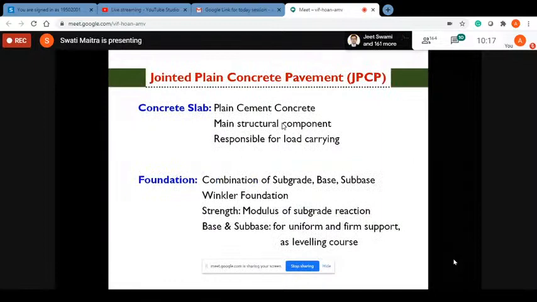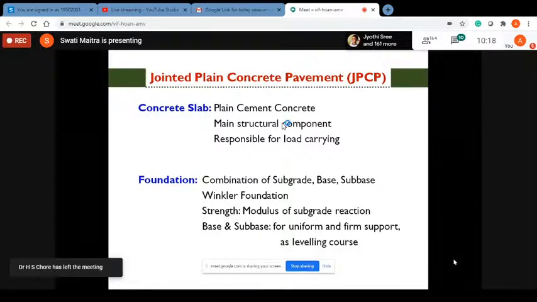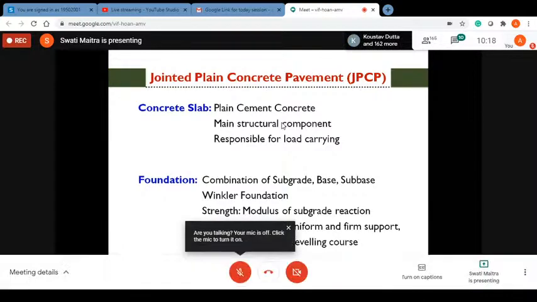So concrete slab is the main component. It is made of plain cement concrete. In India, we have concrete pavement made of plain cement concrete or pavement quality concrete. And this is the main component that is responsible for load carrying.